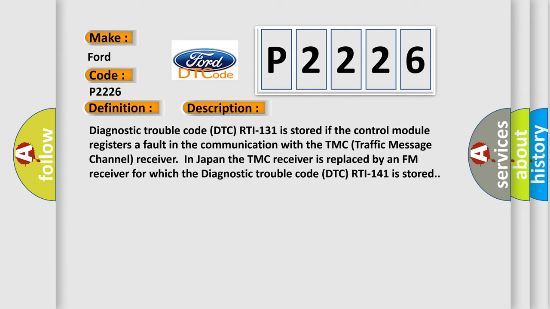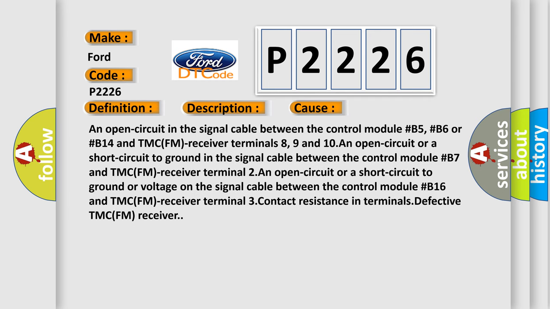In Japan, the TMC receiver is replaced by an FM receiver, for which the diagnostic trouble code DTC RTI 141 is stored. This diagnostic error occurs most often in these cases: an open circuit in the signal cable between the control module #B5, #B6 or #B14 and TMC FM receiver terminals 8, 9 and 10; an open circuit or a short circuit to ground in the signal cable between the control module #B7 and TMC FM receiver terminal 2; an open circuit or a short circuit to ground or voltage on the signal cable between the control module #B16 and TMC FM receiver terminal 3; contact resistance in terminals; a defective TMC FM receiver.